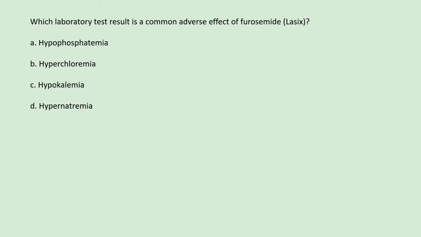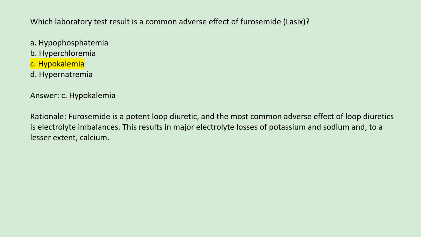Which laboratory test result is a common adverse effect of furosemide, Lasix? A. Hypophosphatemia. B. Hyperchloremia. C. Hypokalemia. D. Hypernatremia. Answer: C. Hypokalemia. Rationale: furosemide is a potent loop diuretic, and the most common adverse effect of loop diuretics is electrolyte imbalances. This results in major electrolyte losses of potassium and sodium and, to a lesser extent, calcium.